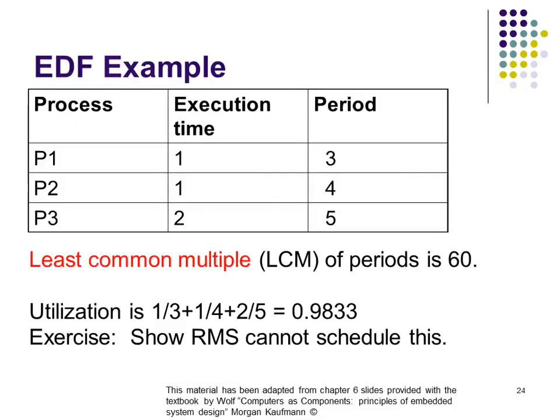Okay, so looking at this example, where I have EDF and three processes: process 1 with an execution time of 1, process 2 with an execution time of 1, and process 3 with an execution time of 2. Periods of 3, 4, and 5. So how would I check whether I can schedule this using each method?